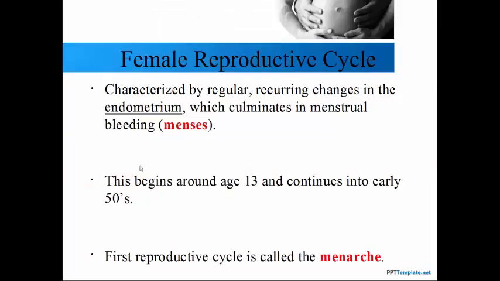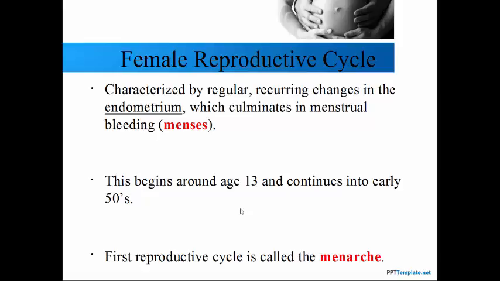All right, we'll end this chapter talking about the female reproductive cycle. This is characterized by regular recurring changes in the endometrium. And this is what will lead each month to what's called the menstrual bleeding or the menses. That's the formal name for the bleeding. And of course, this will begin around age 13, but that will vary greatly with each female. Some women go through puberty before then, sometimes they go through puberty after. It just depends. And this cycle will continue until you reach menopause, whenever you stop menstruating.